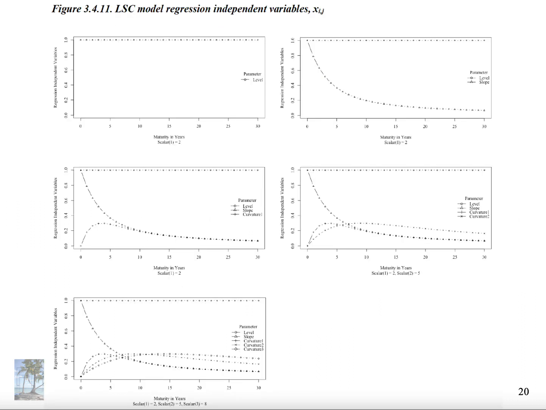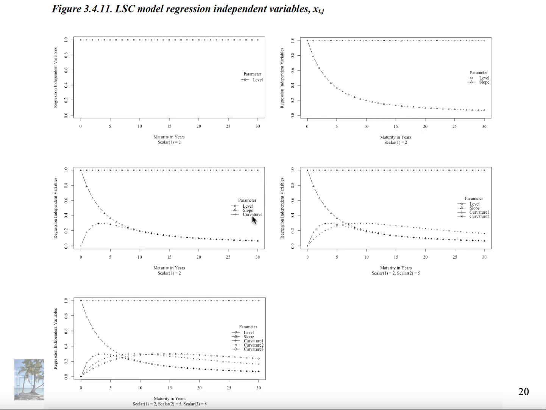To get better acclimated to the LSC model, the level parameter is always 1, the X sub 0. X sub 1 is the slope parameter, and what you see is the weighting is heaviest closer to maturity zero, and it is the least as you head towards positive infinity. So clearly the slope applies more weight on the front end of the curve, while the level applies it consistently across the curve.